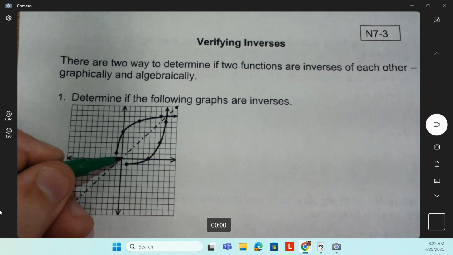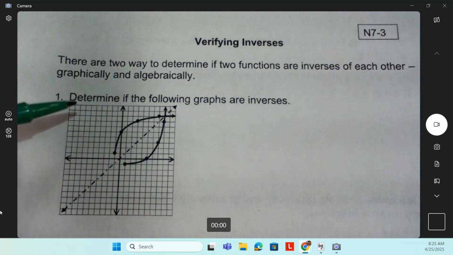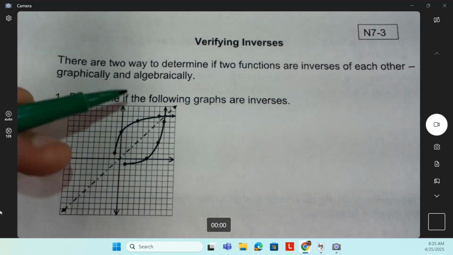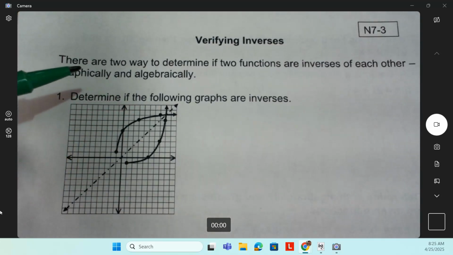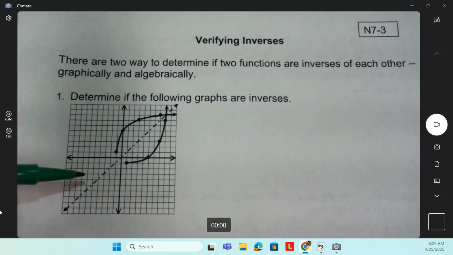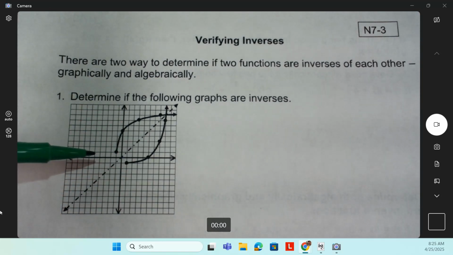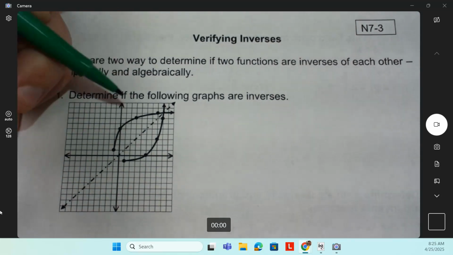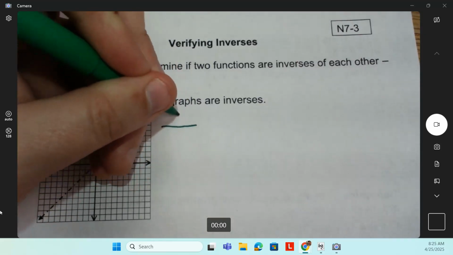So looking at the points, they reflect. And also, if it crosses this line y equals x, they're going to cross one another on that line y equals x as well. If it's kind of hard to visualize and verify, what you can do is do a couple of points on a table to just kind of check yourself.